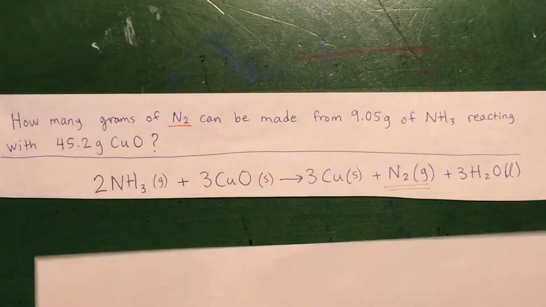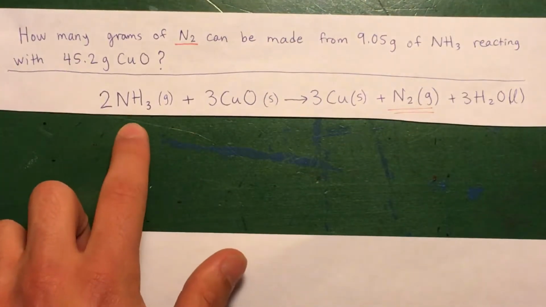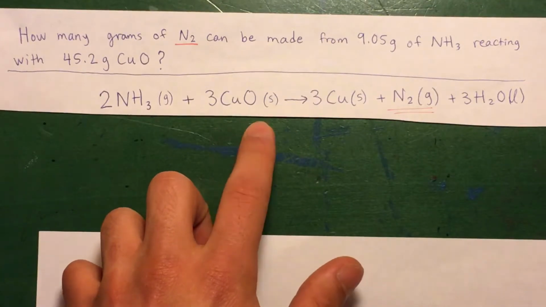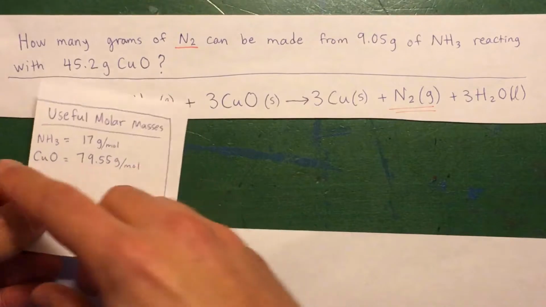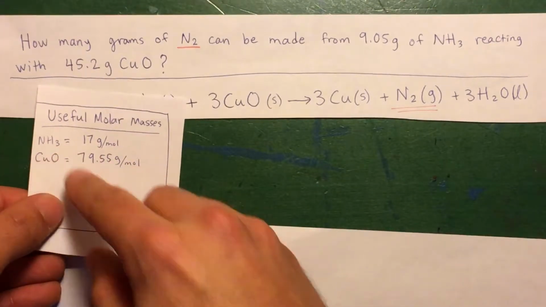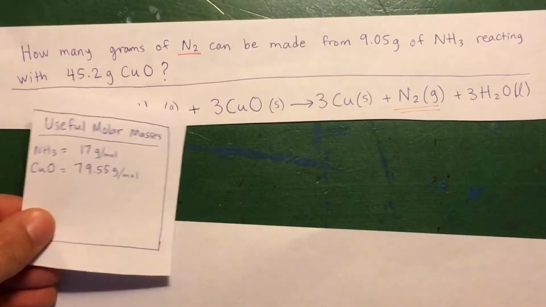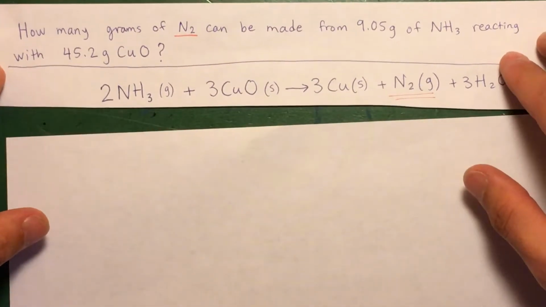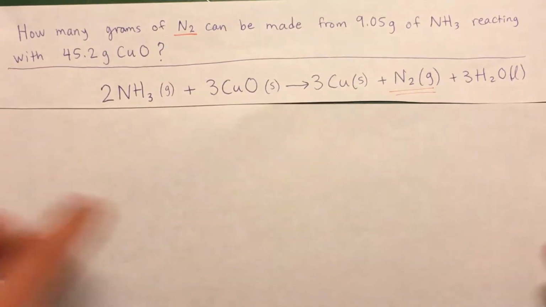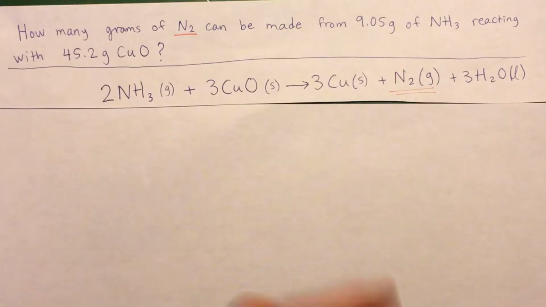We're just going to start off with the reactants. We have NH3 and copper oxide. Some useful molar masses would be 17 grams per mole for ammonia and 79.55 grams per mole for copper oxide. To begin with, in order to solve this type of problem, we have to work with moles, not grams. In this case, they have given us grams, and we want to convert those to moles because that's what you work with.